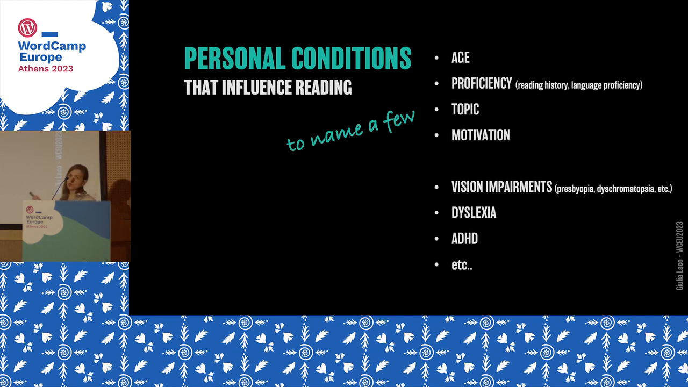Among the personal conditions, I would say there's age. Age is really important in this regard, because with age, we decrease our sight quite a lot, and quite progressively.